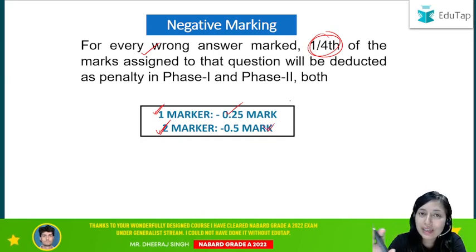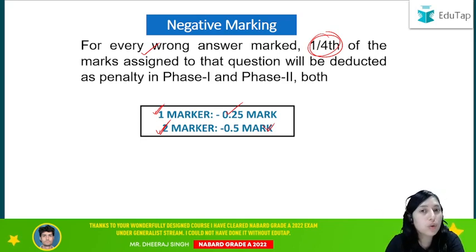So you have to be careful while answering because there is negative marking and it can have a huge impact on your overall score. So you have to carefully mark the right answer.